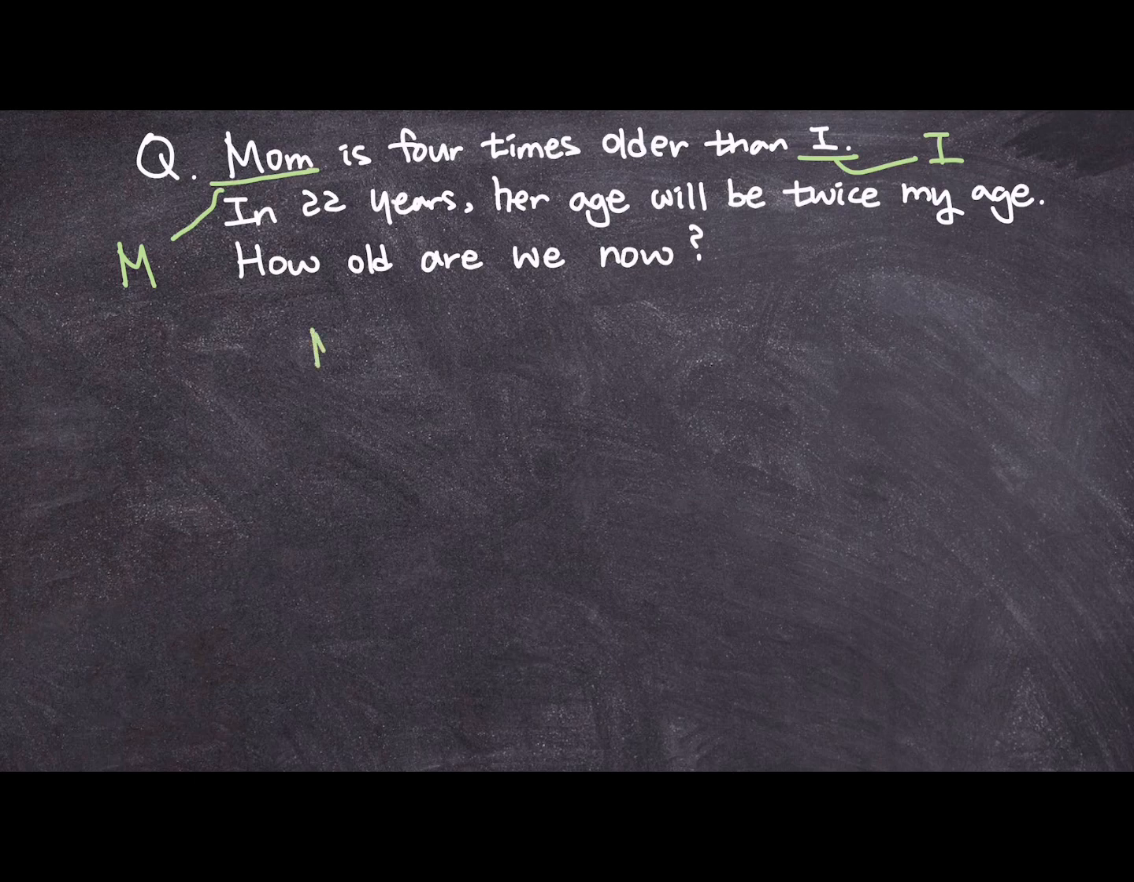So M, or mom's age, is equal to 4 times my age. My age is I, and I'm going to multiply by 4 there, and those two numbers are equal to each other. So instead of writing I times 4, why don't I write just 4i like that? So M is equal to 4i. Fair enough. That's all the information that I could extract from this first sentence.